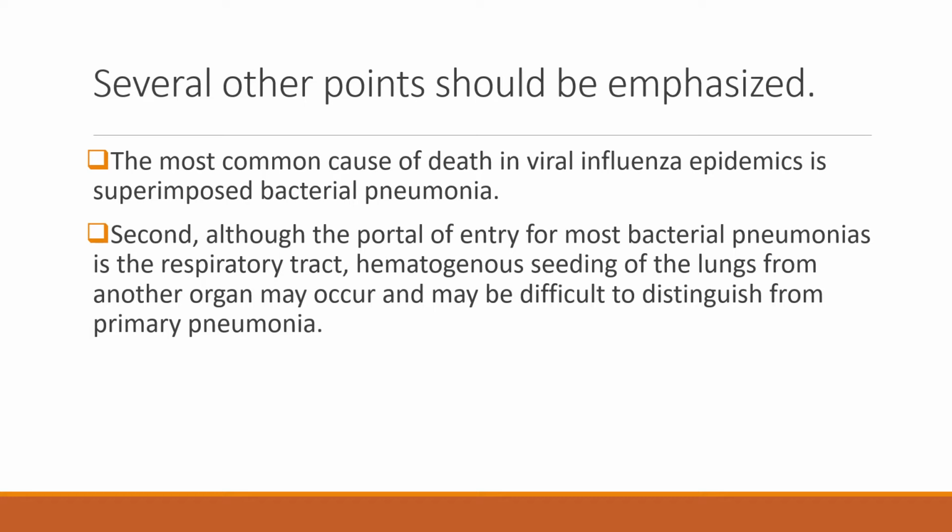So the most common cause of death in a viral influenza epidemic is superimposed bacterial pneumonia. First there is a viral infection, and that will impair the local defense mechanism. Because of this impairment of the local defense mechanism, there is a superimposed bacterial pneumonia, and that is the cause of death in these viral influenza epidemics.